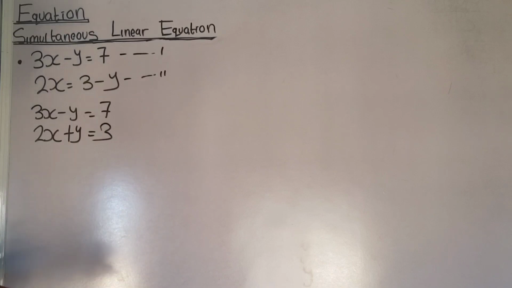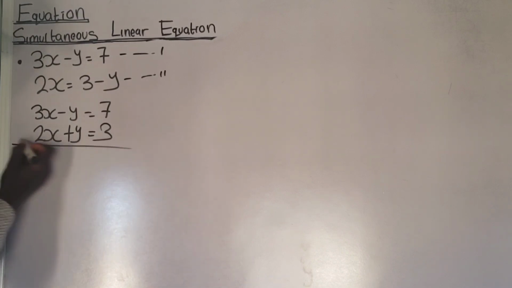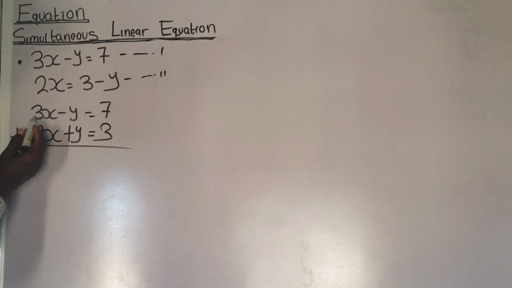We can eliminate y because y has the same coefficient with different sign. If I want to eliminate y in this case, I'm going to add. So I'm going to add both equations. I'm going to add plus 3x plus 2x. That will be what? 5x.